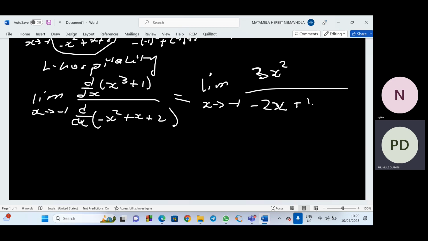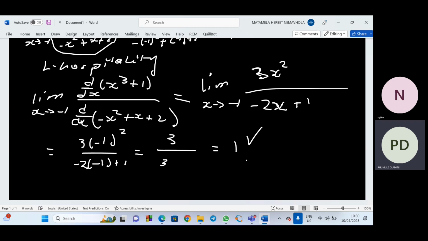Positive 2 plus 1 is going to be 3. And what will happen if we put negative 1 squared here is going to be 1 times 3, which is 3. So now it won't give us a 0 in the denominator. So now we can say this is equal to 3 in brackets negative 1 squared divided by negative 2 negative 1 plus 1, which is going to give us 3 over 3, because this one is 2 plus 1, then the answer is going to be 1. So this is how we get the limit.